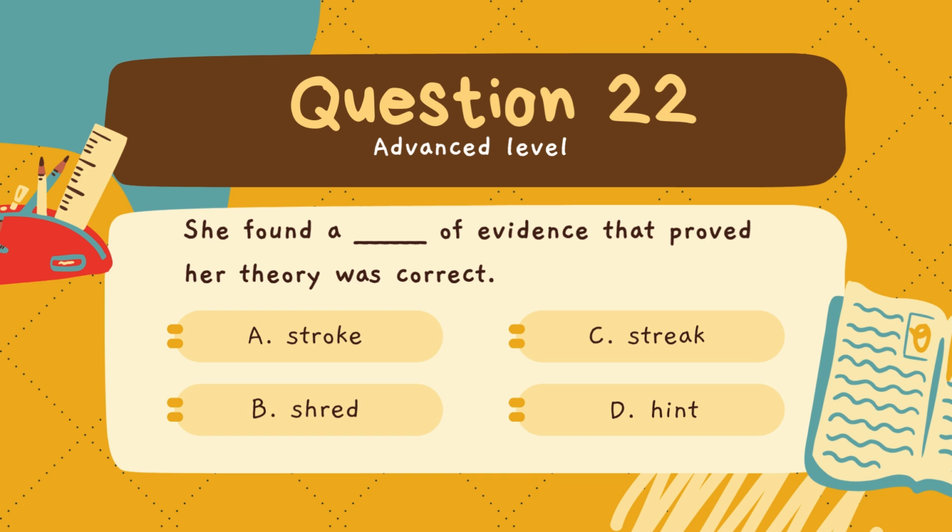Question 22. She found a of evidence that proved her theory was correct. A. Stroke. B. Shred. C. Streak. D. Hint.